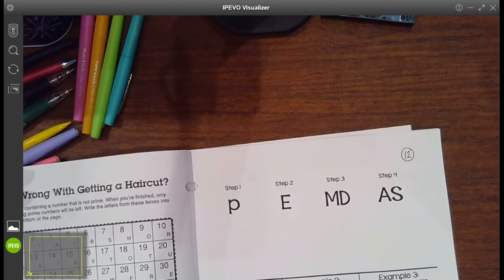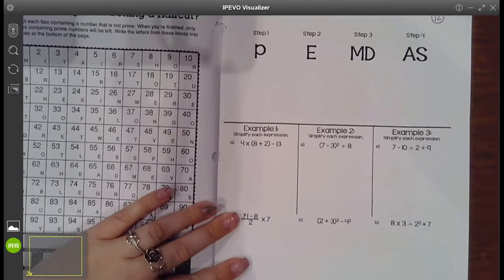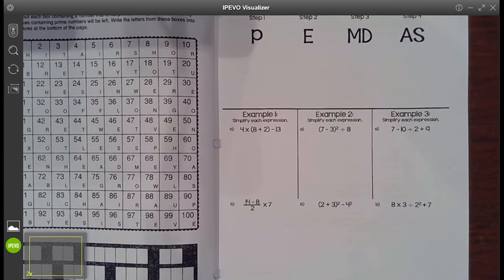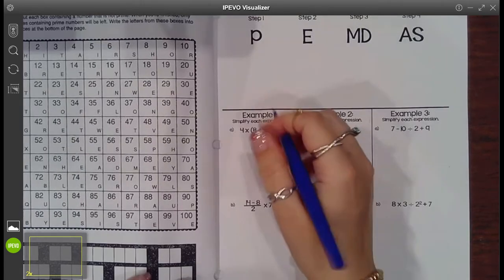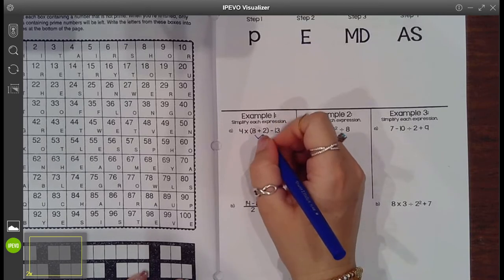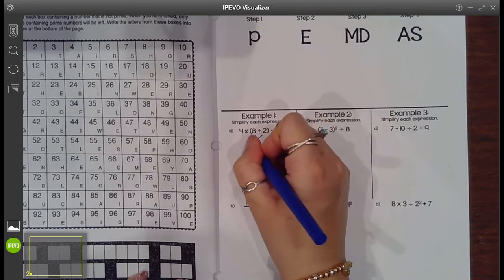let's try to actually solve some of these. For the first one, I'm going to look for any parentheses. Do you see any parentheses? Yes, I do, right here. I'm going to simplify the things inside of those. 8 plus 2 is 10. Bring everything else down around it.